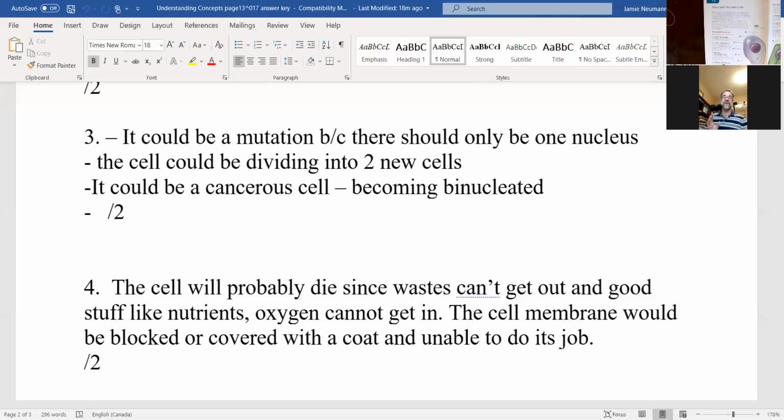Another reason could be the quality of the slide you're looking at under the microscope. It could be 2 overlapping cells, and you're seeing a nucleus from one cell and a nucleus from another cell kind of overlapping.